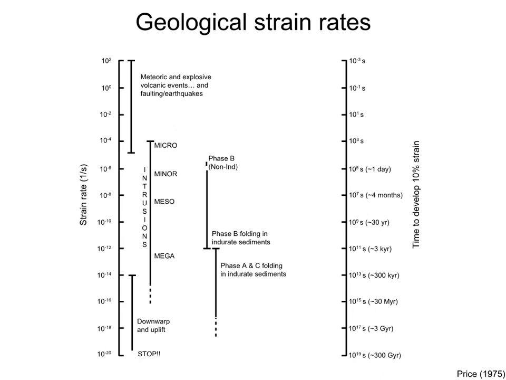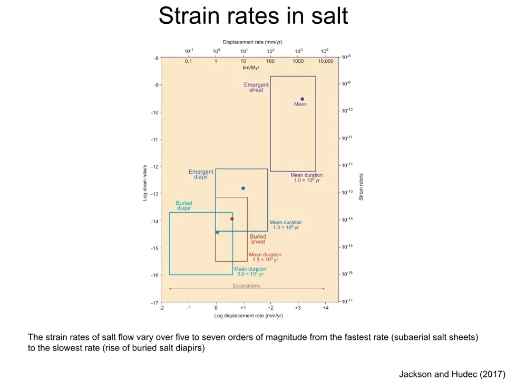Salt is a rock material that flows much more than other types of sedimentary and crystalline rocks. However, the strain rates of salt flow vary quite a lot, from slow rates of 10 to the minus 14 to 10 to the minus 16 per second for buried salt diapirs, to faster rates of 10 to the minus 9 to 10 to the minus 12 per second for emergent salt sheets.